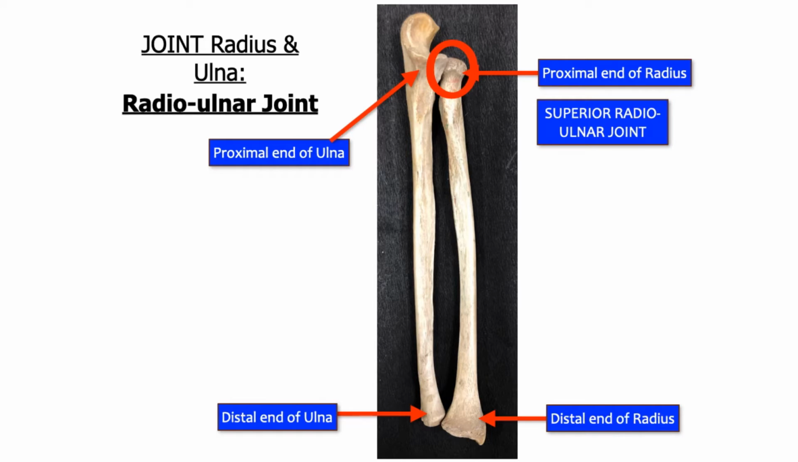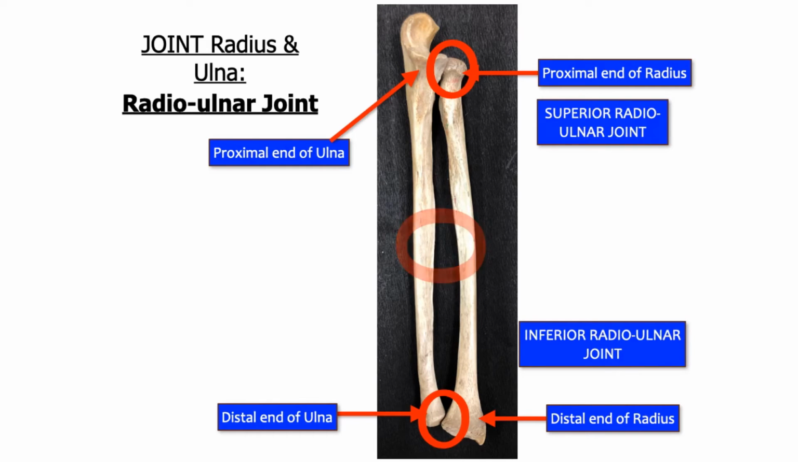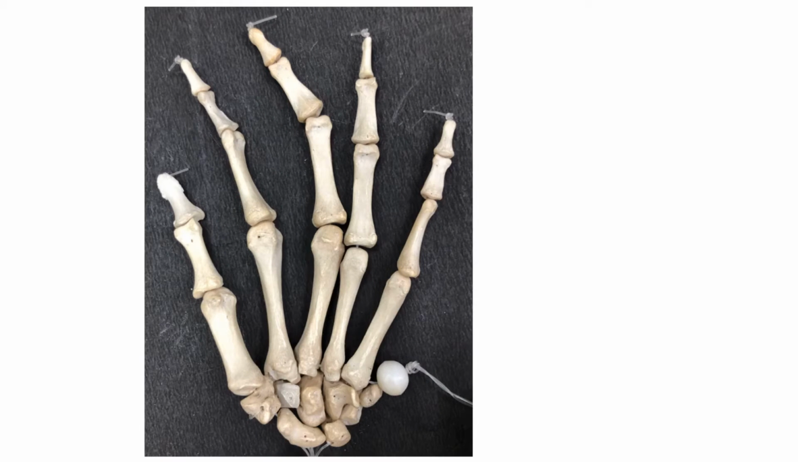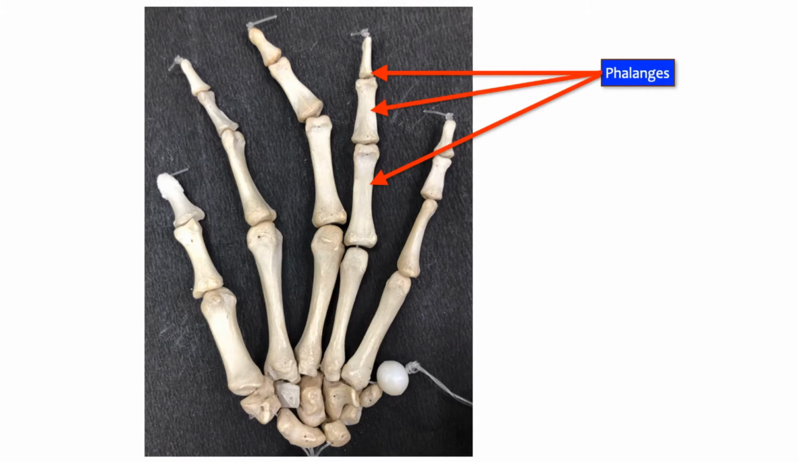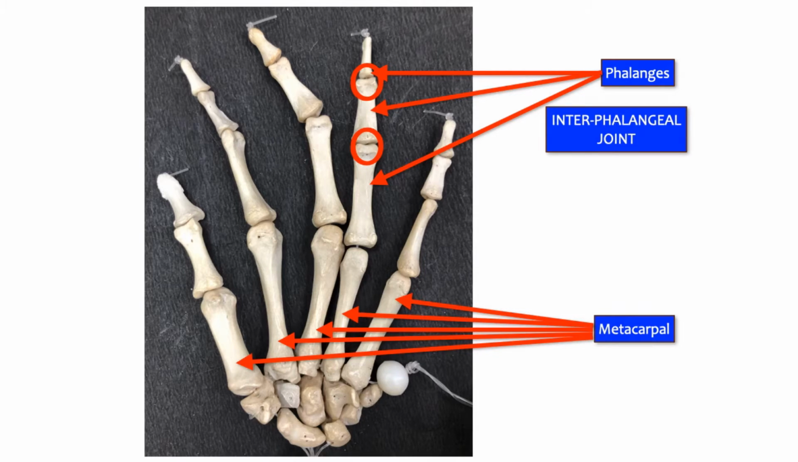And between the shafts of these two long bones, we have another joint present, which is called the middle radioulnar joint. Now, let us see the joints present between the bones of the skeleton of the hand. So these are the phalanges, and the joints present between the adjacent phalanges are, this is the proximal interphalangeal joint and this is the distal interphalangeal joint, and collectively they are called the interphalangeal joints. Now, these are the metacarpals, and the joint present between the distal end of the metacarpal and the proximal end of the proximal phalanx is called the metacarpophalangeal joint.